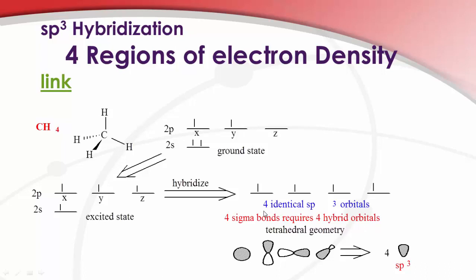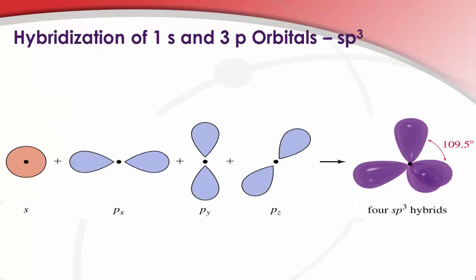And this hybridization is what results in our tetrahedral geometry. So instead of having one 2s and three 2p, we have four sp3. Okay, so this is another cartoon of what we get then.